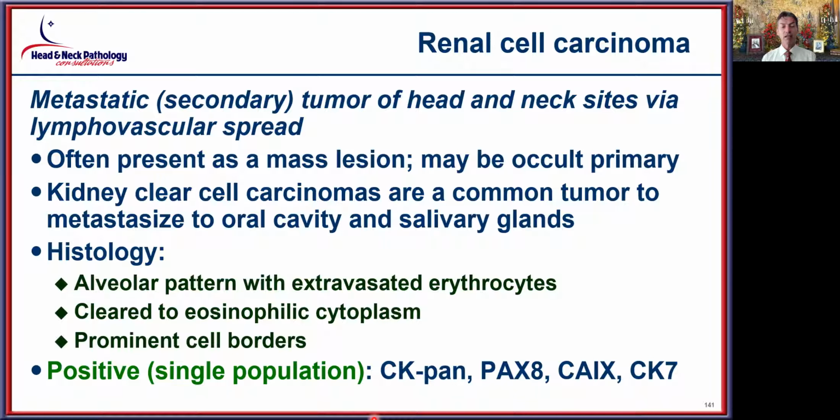So just remember that the kidney clear cell carcinoma category quite frequently will present with metastatic disease to the oral cavity or to the salivary glands, and it will often maintain an architecture quite similar to the primary. So an alveolar pattern will be seen, extravasated erythrocytes, cleared and prominent eosinophilic cytoplasm, and then prominent cell borders. Again, this is a single cell population, but other than the CK-pan, which of course we haven't really spoken about with several of the other tumors, the presence of PAX8 or CA9 along with CK7 is certainly going to help with that separation. And so probably doing a PAX8 in several of these clear cell tumor categories would be of assistance in separating out that particular category.